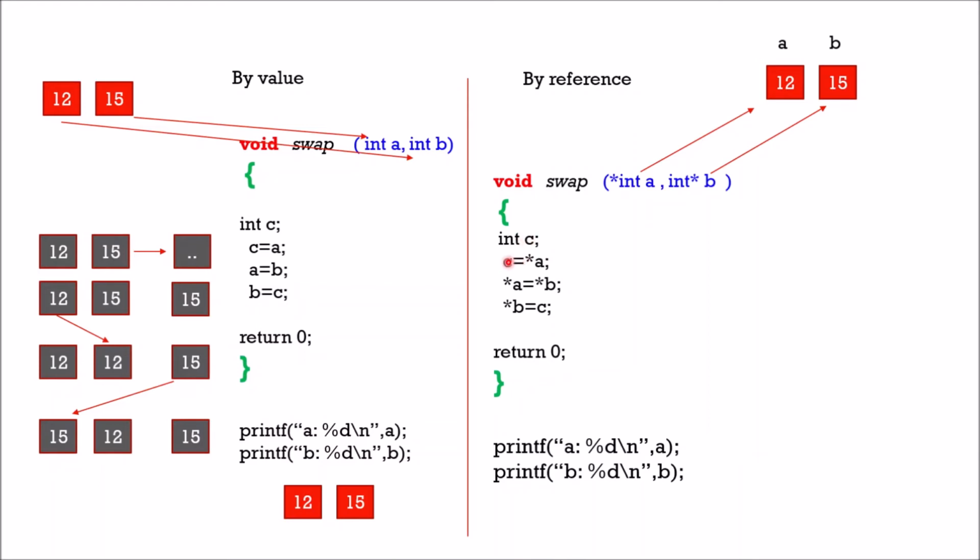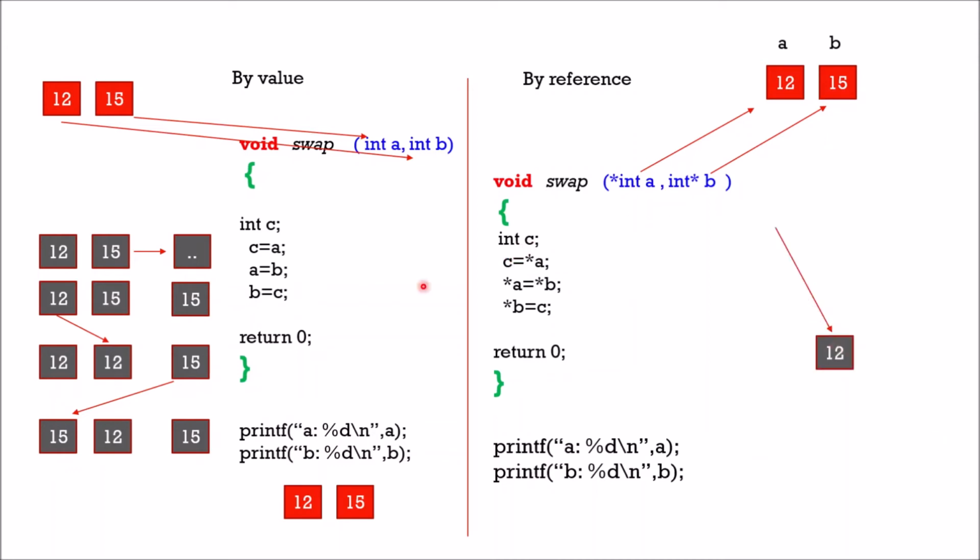So we load the value of A, which is 12. Remember that we are dereferencing because we don't have a normal integer but a pointer to integer. So the pointer gives us the address, but we need the value in that address. That's why we use the reference operator. So we take the value of A and store it in C.